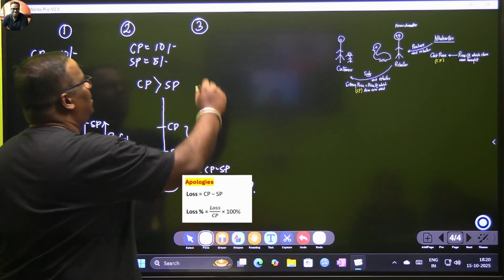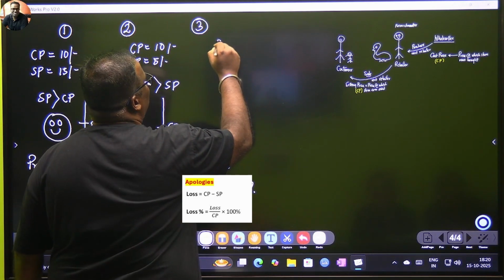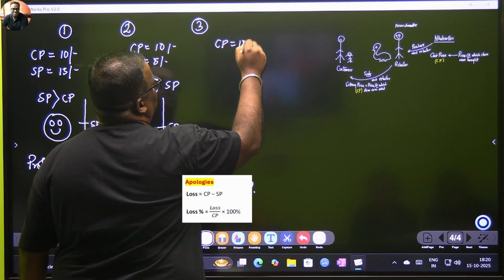And the third one is something like an NGO. The CP is 10 rupees.